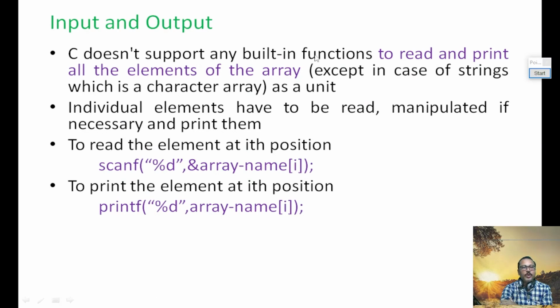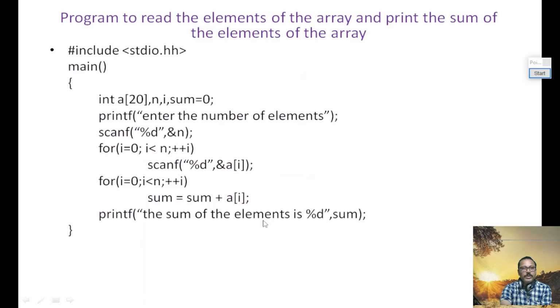Next, input and output. C doesn't support any built-in functions to read and print all the elements of the array as a unit, except in the case of strings. So you can read the array elements by using this syntax, and you can print like this: scanf with ampersand array name of i, printf array name of i. So this is how you do it.